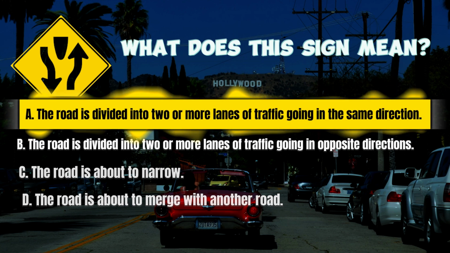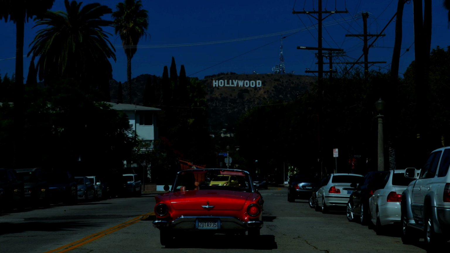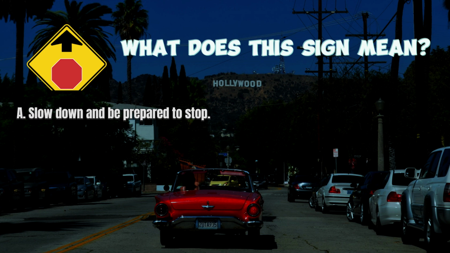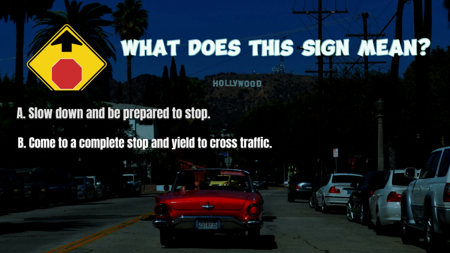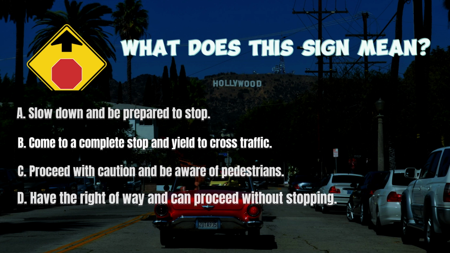Answer. A. The road is divided into 2 or more lanes of traffic going in the same direction. What does this sign mean? A. Slow down and be prepared to stop. B. Come to a complete stop and yield to cross traffic. C. Proceed with caution and be aware of pedestrians. D. You have the right of way and can proceed without stopping.